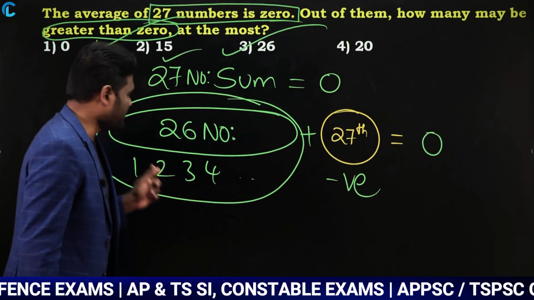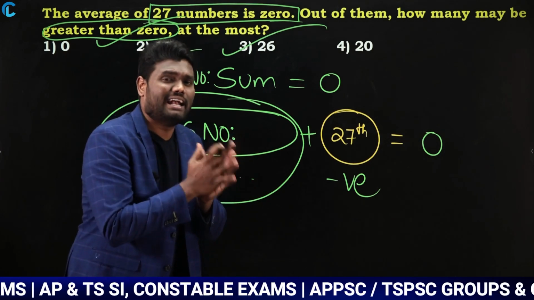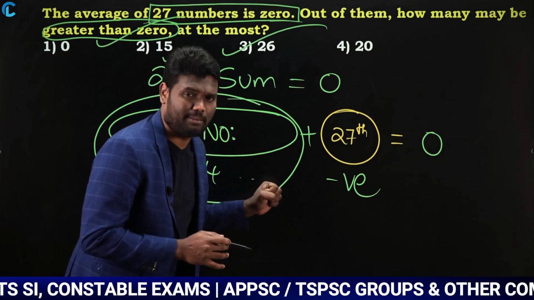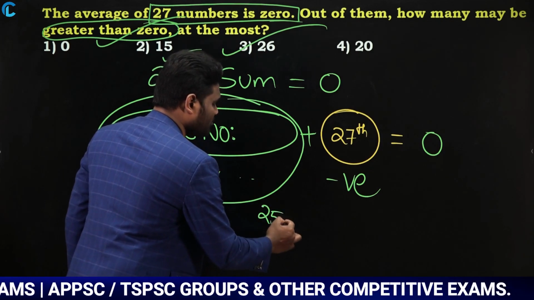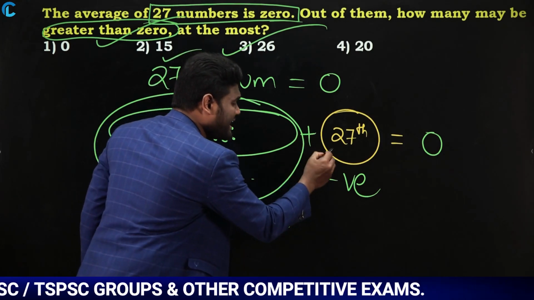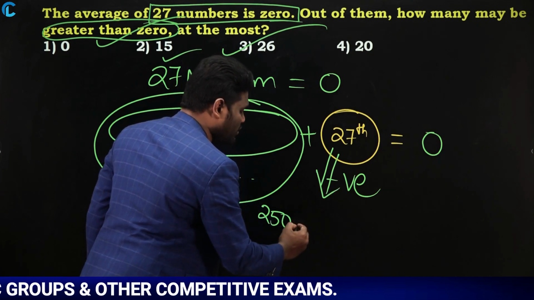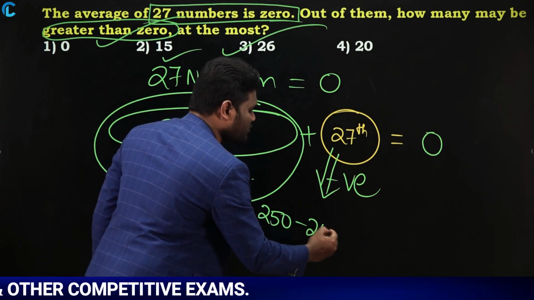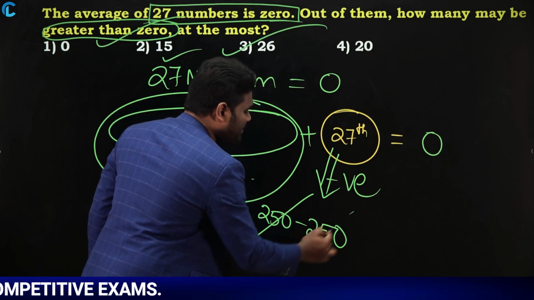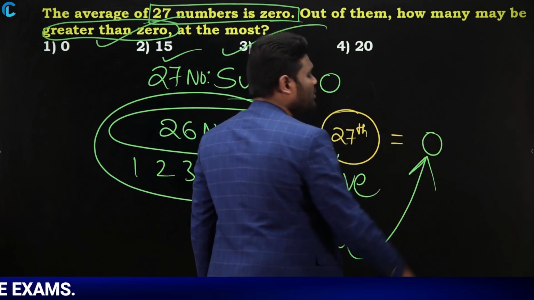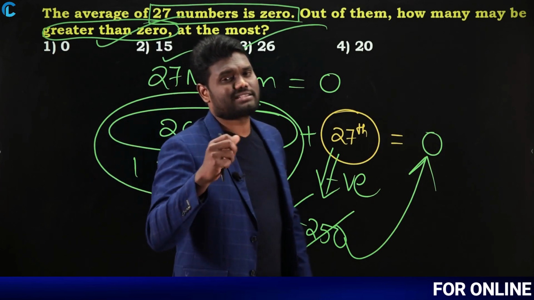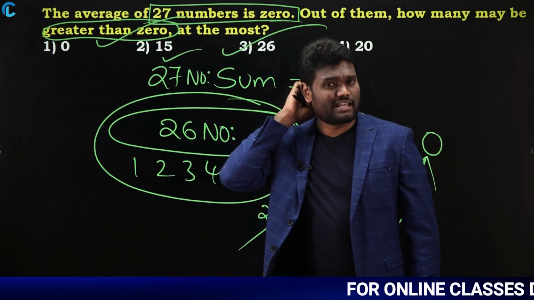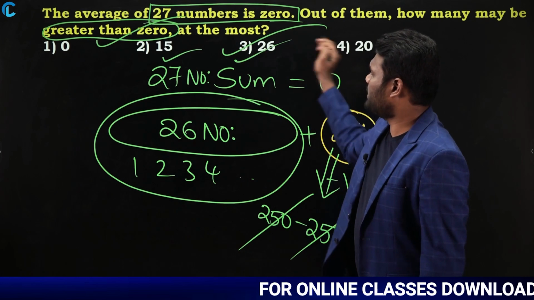Now for 26 numbers, let us say that when I add all these numbers, I get a sum of, for example, 250. Now I make the 27th value negative, which means I make it minus 250. Then plus 250 and minus 250 get cancelled and the sum will be equal to 0. Yes or no? Just try to use your common sense, then you will understand this clearly. So the answer for this question is going to be 26.